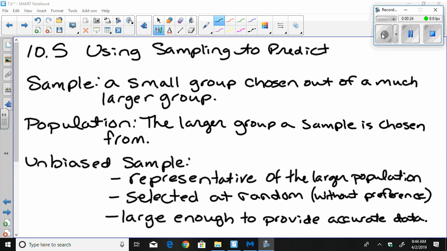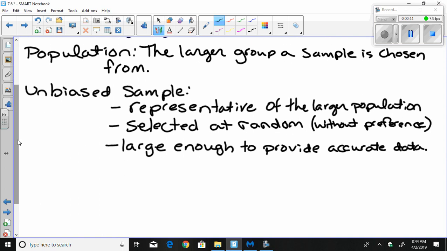So what you do is you have your greater population and you grab a random sample, and you call them on the phone and you get them to answer some questions about who they are going to vote for. Who you call is your sample out of your population. But you can have different types of sampling. You can have unbiased sampling, which is what we want, and it's representative of a large population. It's selected at random without preference, and it's large enough to provide accurate data.